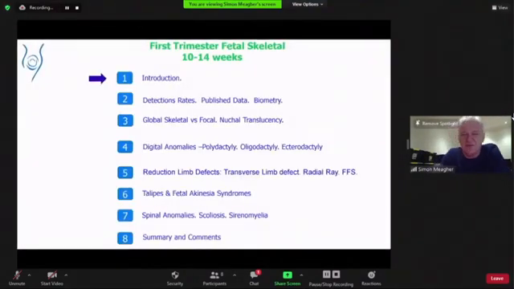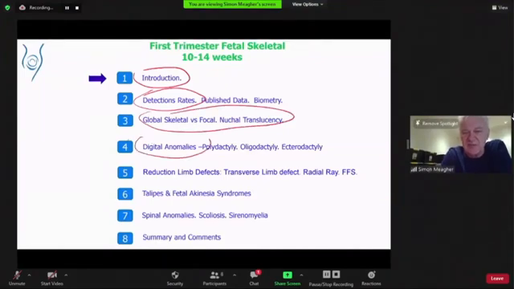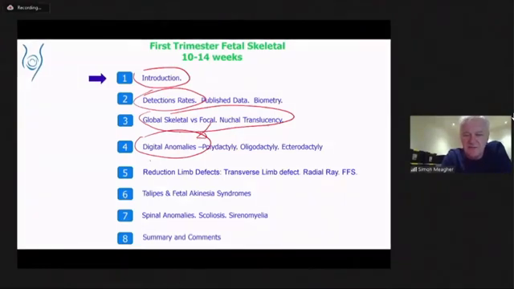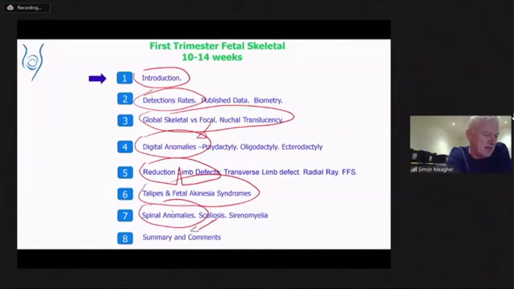In the talk, I've divided into the following sections. An introduction covering detection rates, global versus focal. And then I'll proceed into the focal, because this is really the strength of the first trimester. And in the focal, we'll cover digital anomalies, limb reduction defects, talipes, fetal akinesia syndromes, spinal anomalies, and then I'll finish up with some summary and comments. Let me start my watch.